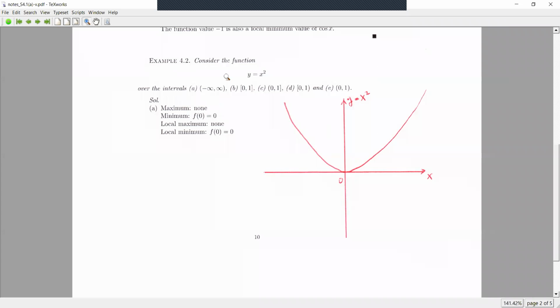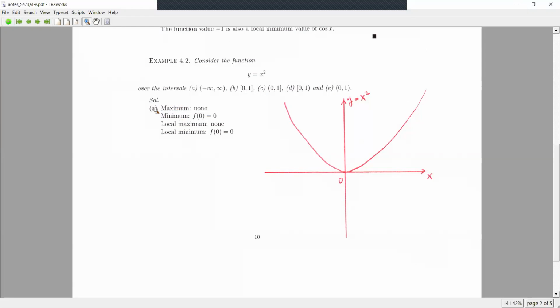Example 2. Consider the function x squared. This is the graph of x squared. It is a parabola. Consider the function over several intervals. A, over the interval from -infinity to +infinity. That means that we need to consider the whole parabola.